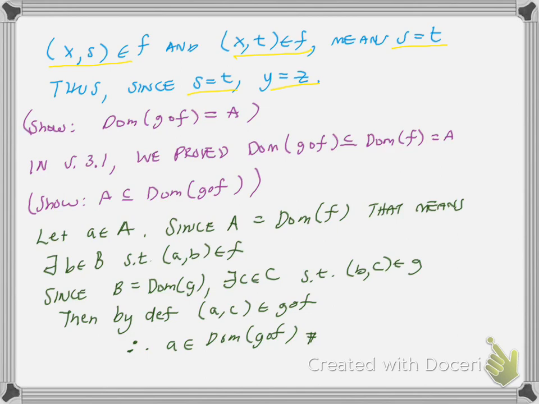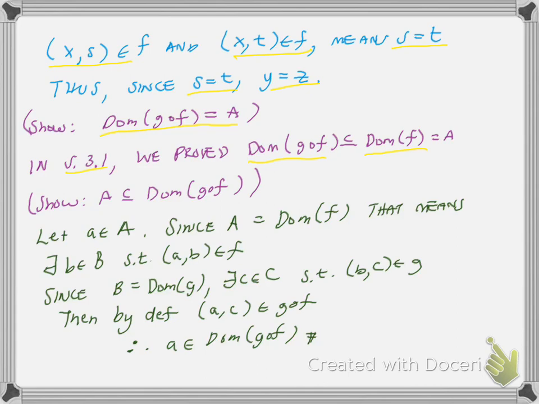Okay. All right. So now we have to show that the domain of G composed with F is equal to A. So again, in section 3.1, although I don't know if we did this directly, I feel like we talked about composition in 3.1, but we may not have done this directly. But we also have the fact that the domain of G composed with F is a subset of the domain of F, which is equal to A.